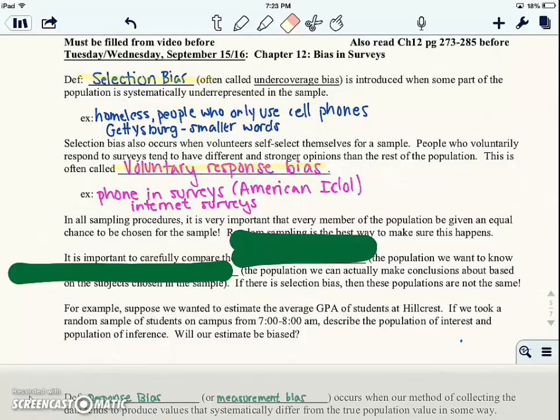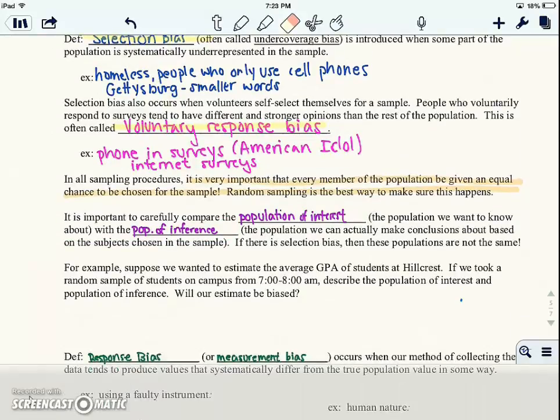Okay. In all sampling procedures, it is very important that every member of the population be given an equal chance to be chosen for the sample. Random sampling is the best way to make sure that this would happen. It is important to carefully compare the population of interest, the population we want to know about, with the population of inference, the population we can actually make conclusions about based on the subjects chosen in the sample. If there is selection bias, then these populations are not the same. It's really the people that answered our survey, that group of people, that we can say, yes, they prefer this singer better than all of America, because not all of America called into American Idol.